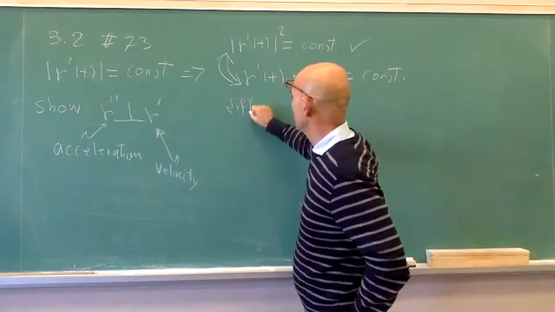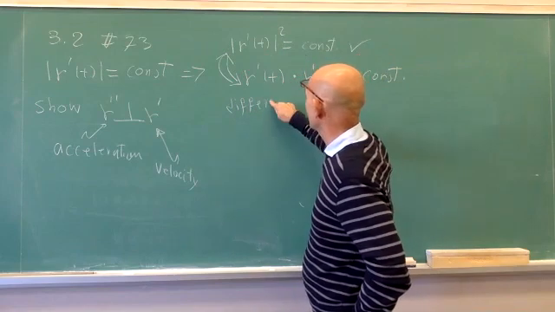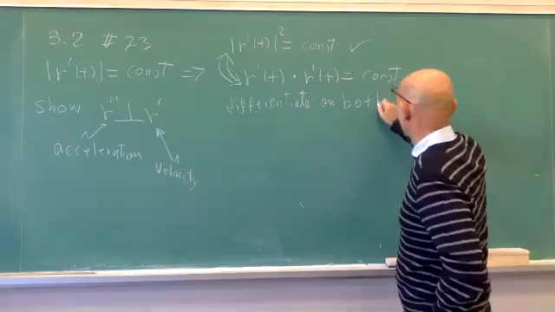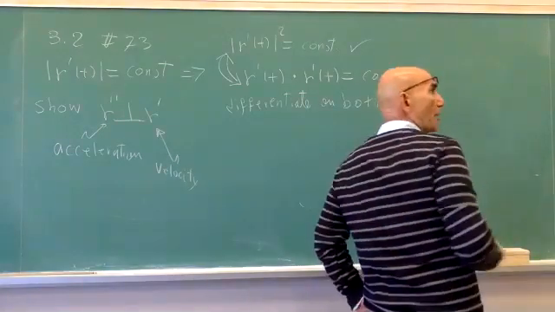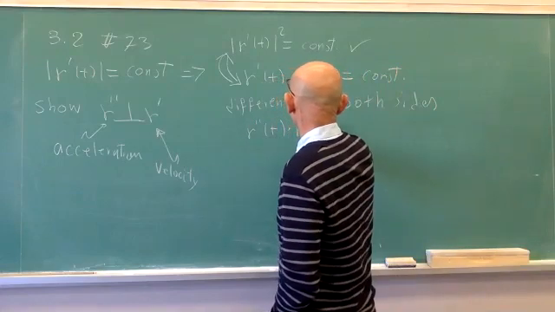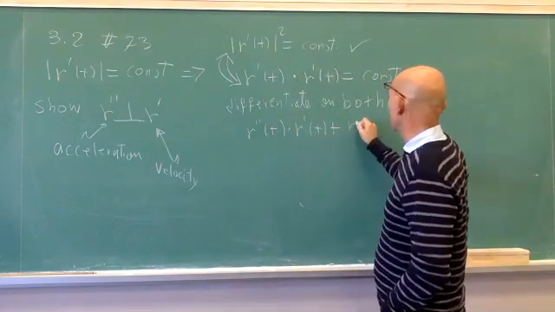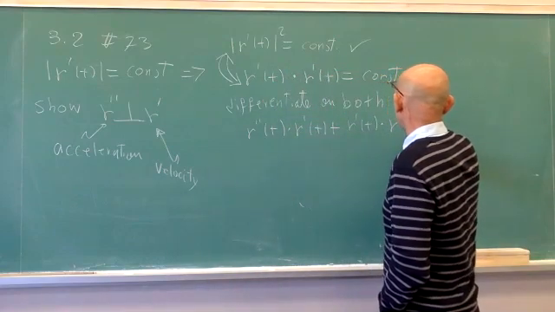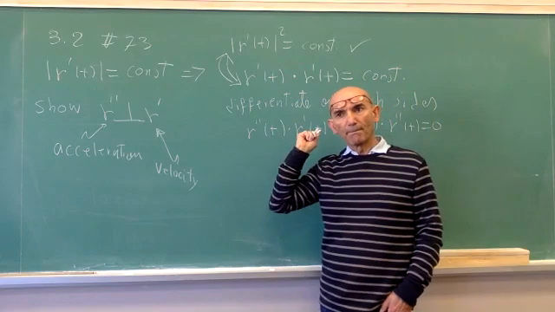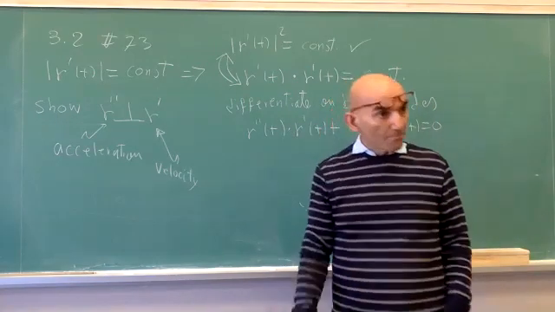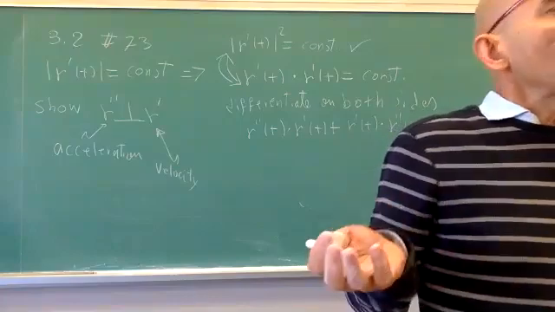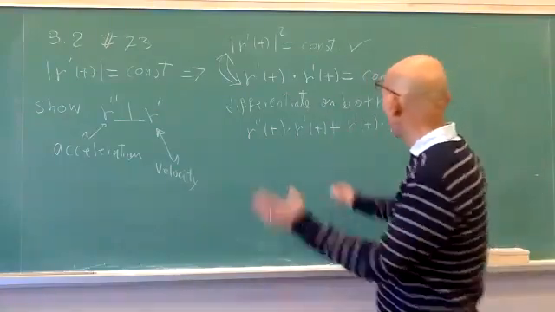So differentiate on both sides. Now, if you differentiate on both sides, you get r double prime of t dot r prime of t plus r prime of t dot r double prime of t equal to 0. And what rule did I use here in order to go from here to there? Product rule, exactly. It's a product rule, but for dot products. But it really boils down to product rule.